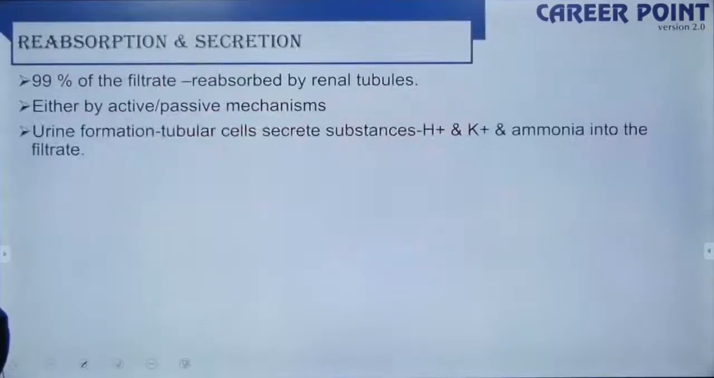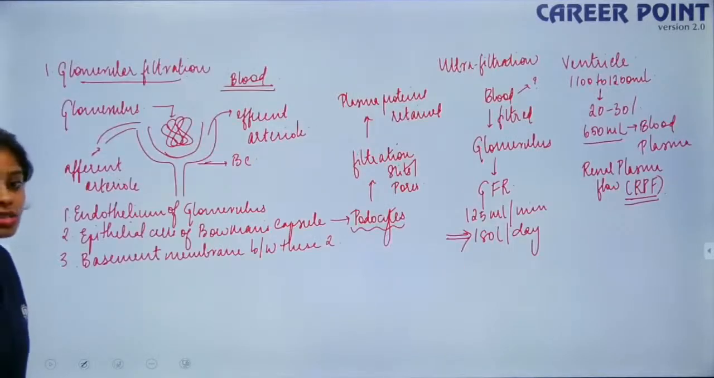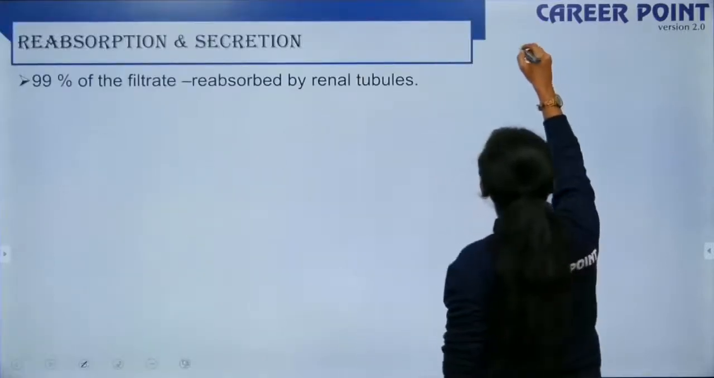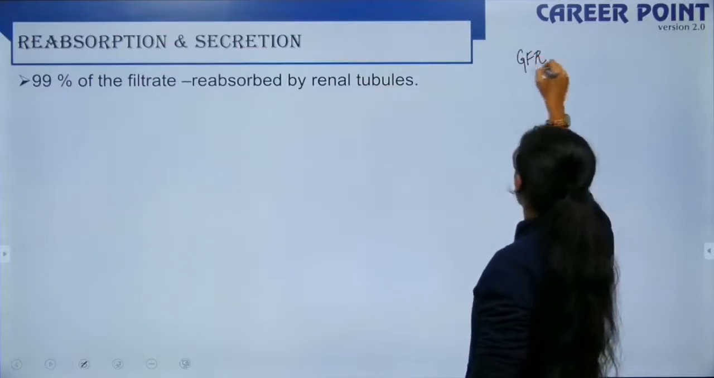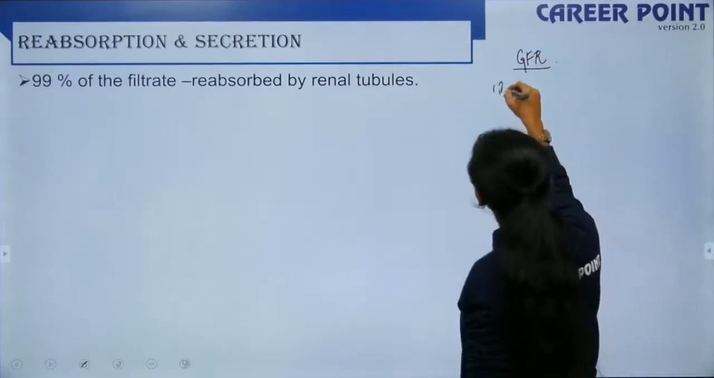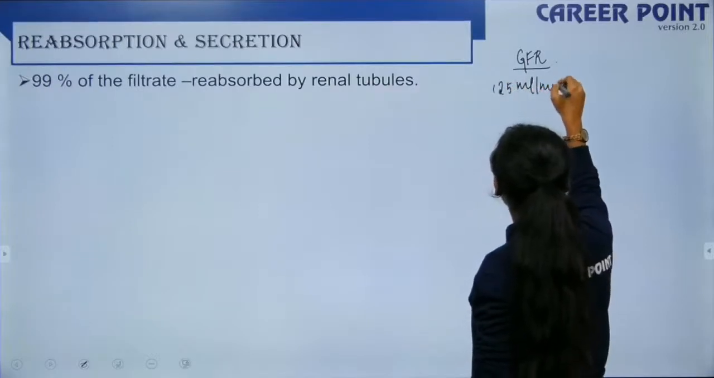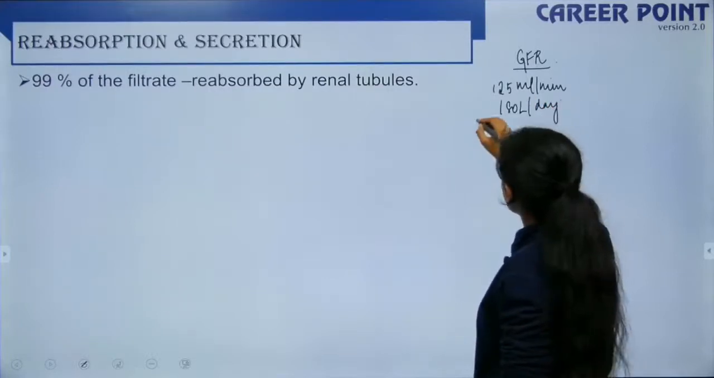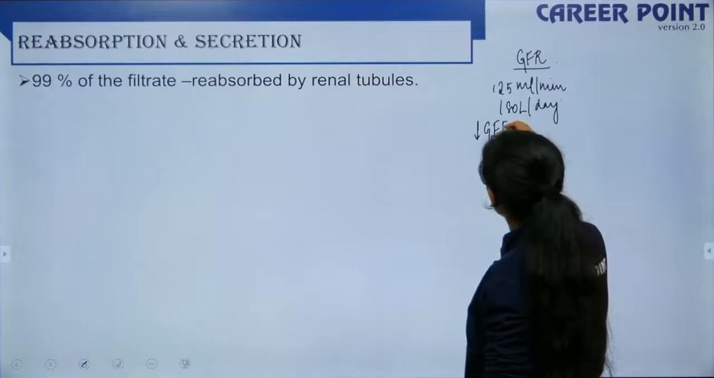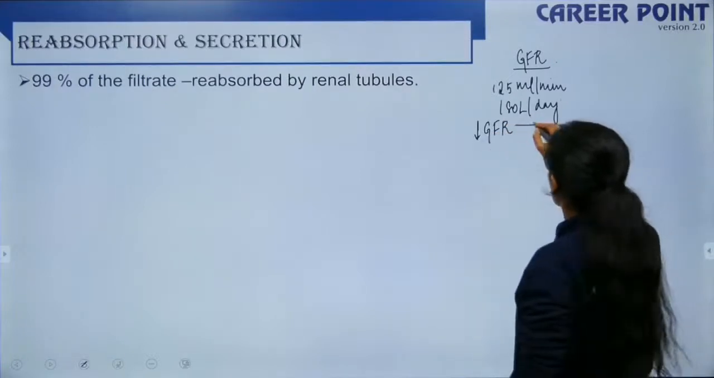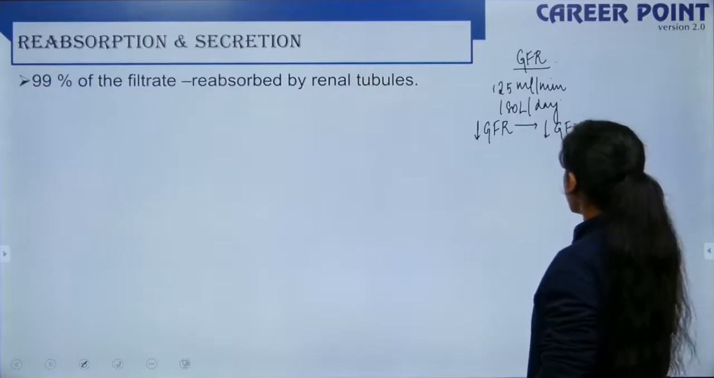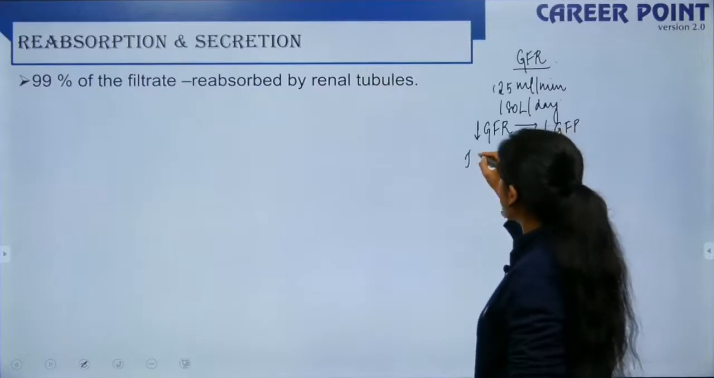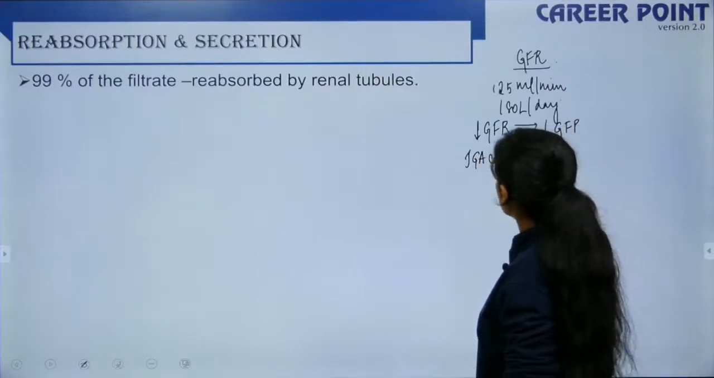Suppose your glomerular filtration pressure falls down, then what will happen? How is the regulation done? You have a particular GFR, right? This is 125 ml per minute or 180 liters per day. But if this glomerular filtration rate falls down and thus the glomerular filtration pressure decreases, then how will you regulate it? This is regulated by a specialized type of cell known as JGA cells.